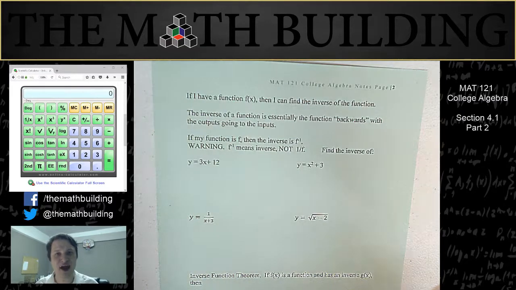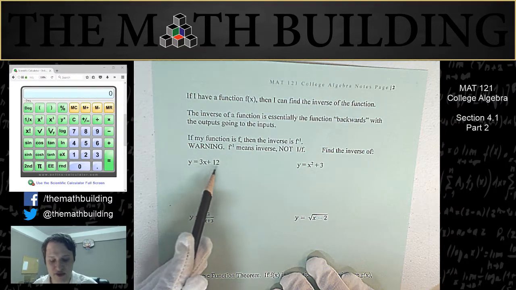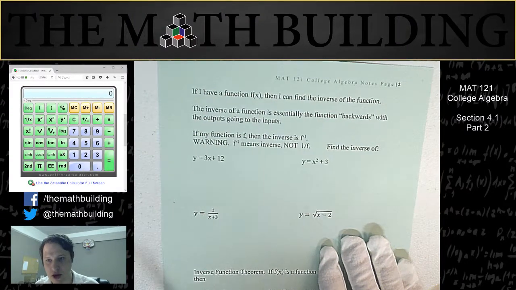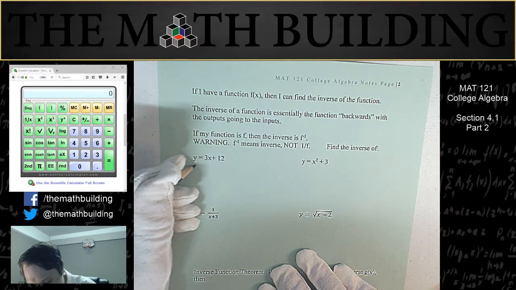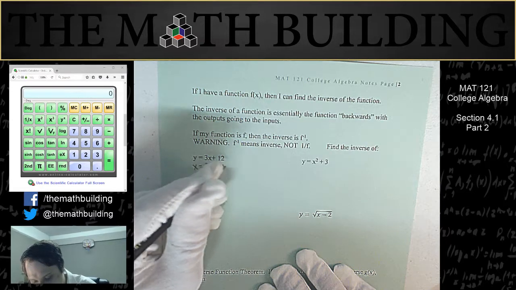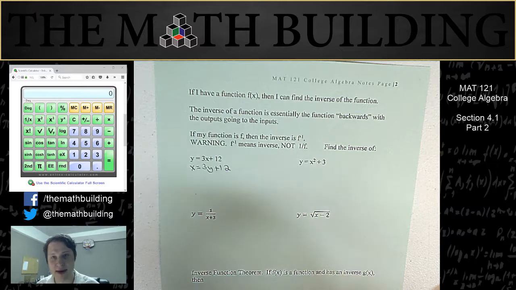All right, so how do you find an inverse function? Let's look at this right here. We have y equals 3x plus 12. It's very easy to find the inverse of a function. It's two steps. Step 1, you flip your x and your y. Just like that. So do you see that all I did there was trade my x and my y? Then the second thing you do is you solve for y. And once you do that, you have your inverse function, and you're done.